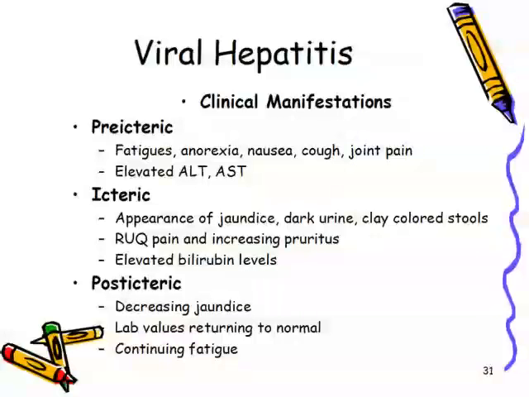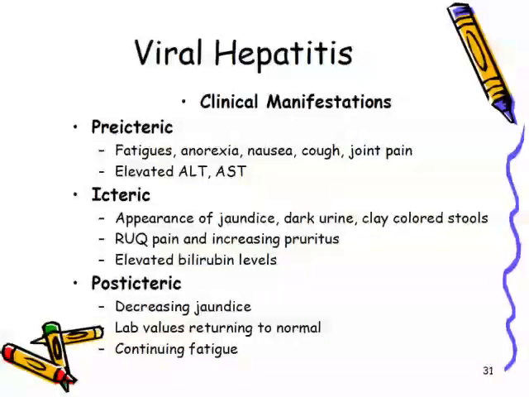There are different clinical symptoms that you'll see with these patients. When they're in the pre-icteric stage, in other words, they haven't had jaundice developing yet, the patient may just come in with some vague symptoms of fatigue, anorexia, nausea, joint pain, and upon lab values it may be noted that they have elevated liver function tests.